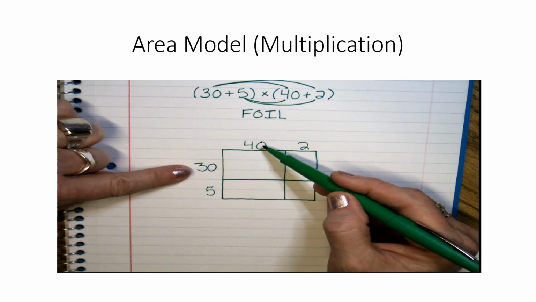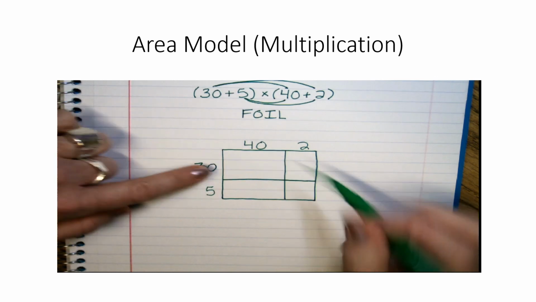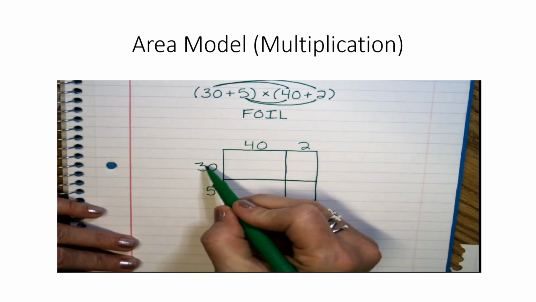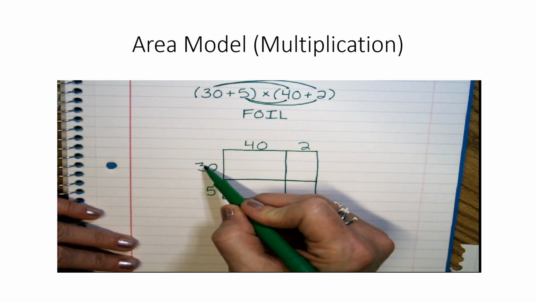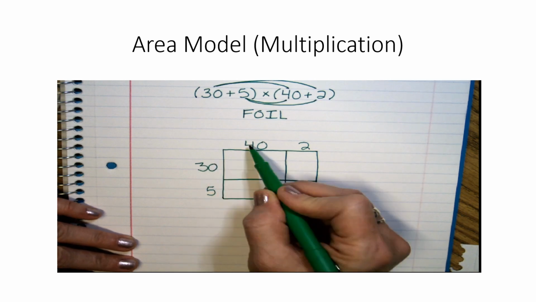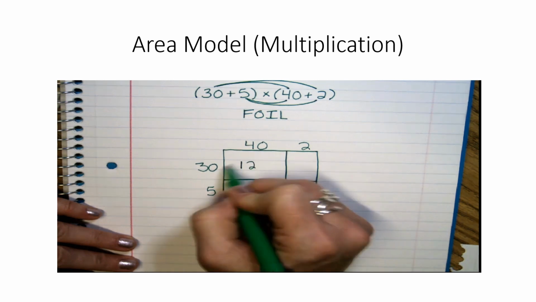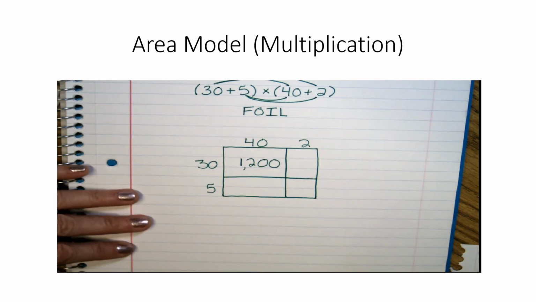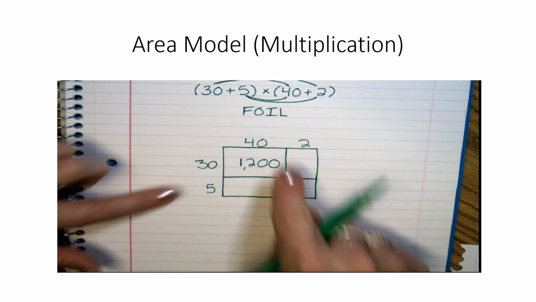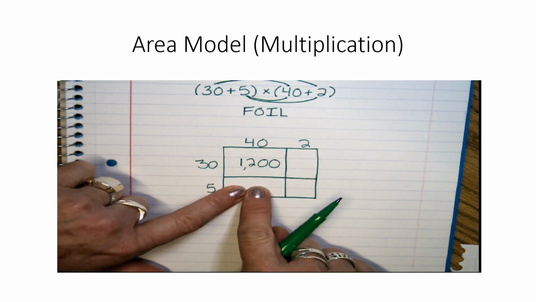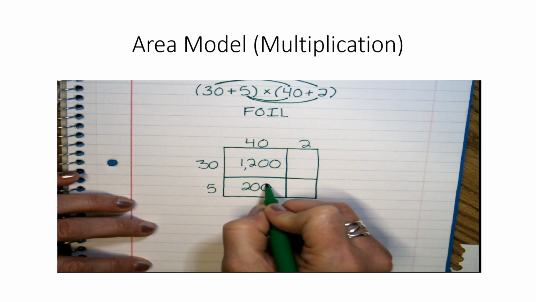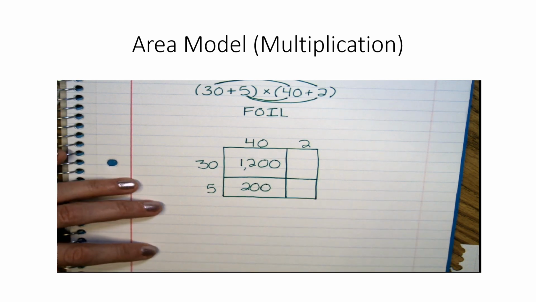So we're going to start by multiplying 30 times 40, and that partial product will go in this first box. In fourth grade, we like to focus on the basic fact, which in this case would be 3 times 4 is 12, and then we have our 2 zeros on the end. So 30 times 40 is 1,200. Then for our bottom square, we're going to be working with 40 times 5. We know that 4 times 5 is 20, and we have 1 zero on the end. So 5 times 40 is 200.